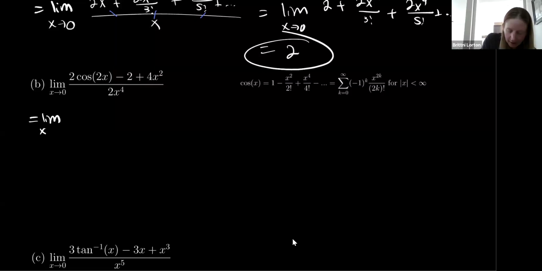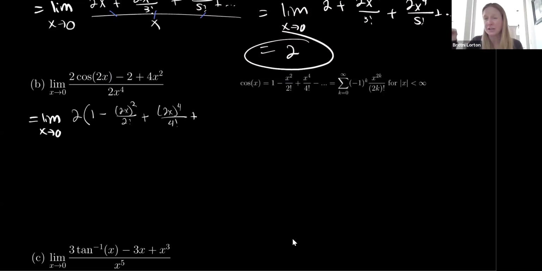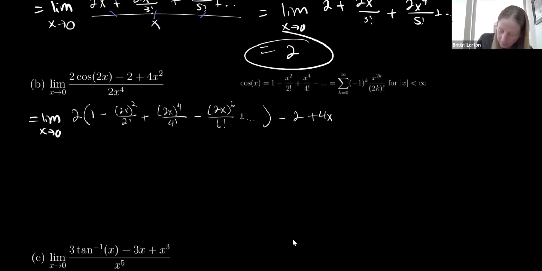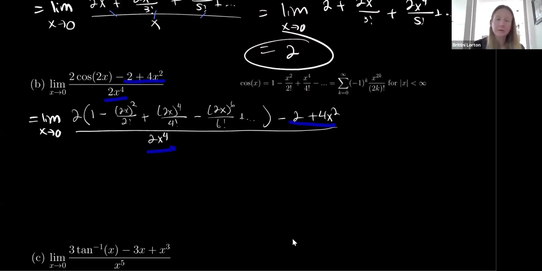Let's do that. The limit as x goes to 0 of, I'm going to run out of space. Let me see if I can simplify this a little bit better. 2 times cosine becomes 1 minus 2x squared over 2 factorial plus 2x to the 4th over 4 factorial. I always like to have a few more terms. I need to recognize a pattern, so don't do the dot, dot, dot too early. Maybe do one more. I think the next one would actually be minus because this is alternating. So minus 2x to the 6th over 6 factorial. I like to do at least one more. I still have a minus 2, a plus 4x squared, and an over 2x to the 4th from the original.